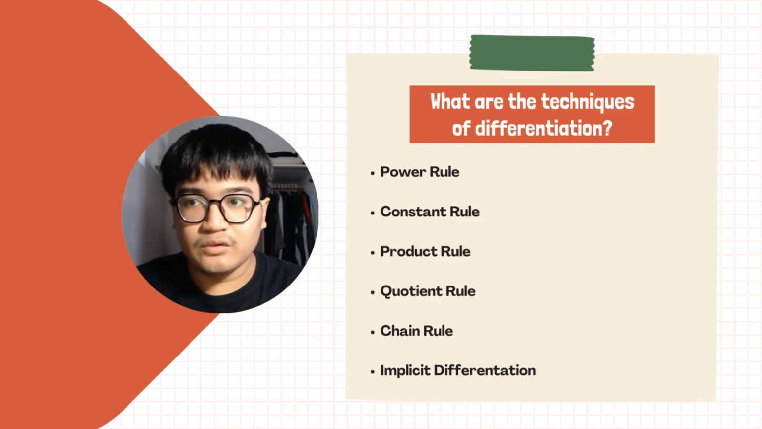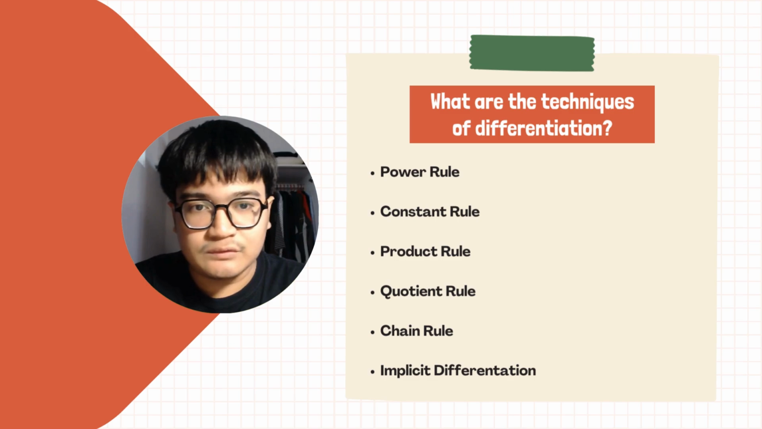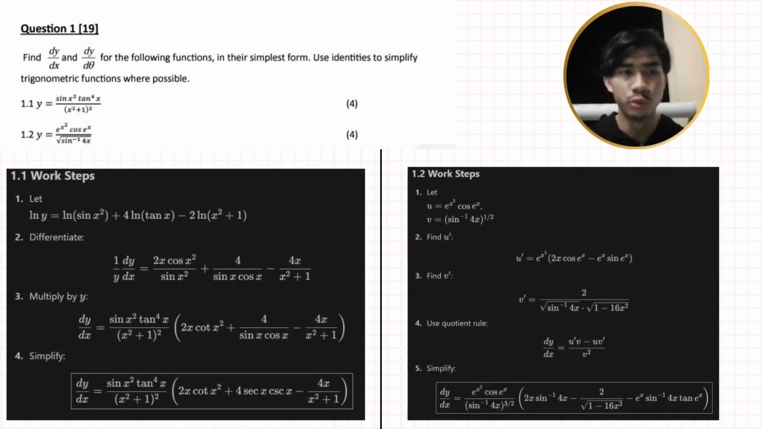All right, let's move forward to the techniques of differentiation. There are a total of 6 techniques of differentiation that we are currently learning. First we have the power rule, then the constant rule, and then the product rule, next the quotient rule, the chain rule, and finally implicit differentiation. So the first problem we have is y equals sin x to the power of 2 times tan to the power of 4x over x to the power of 2 plus 1, all to the power of 2.